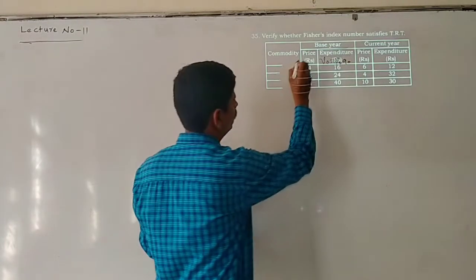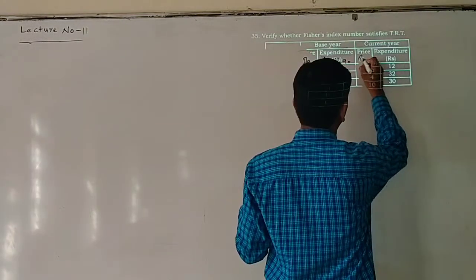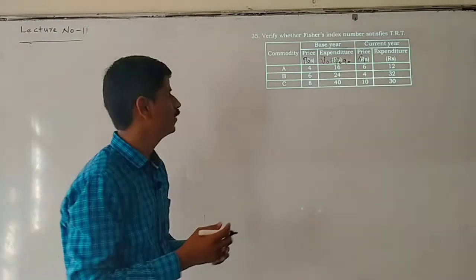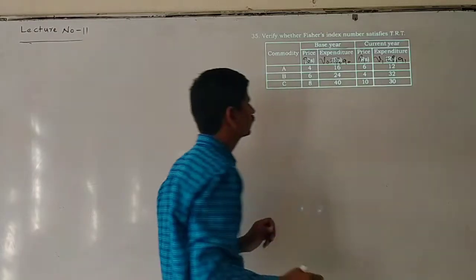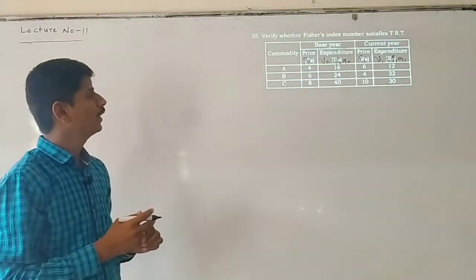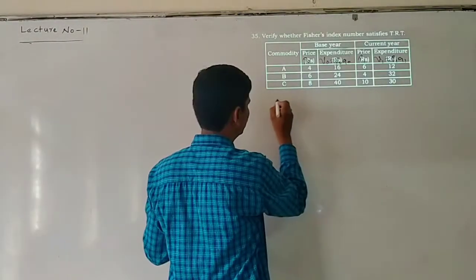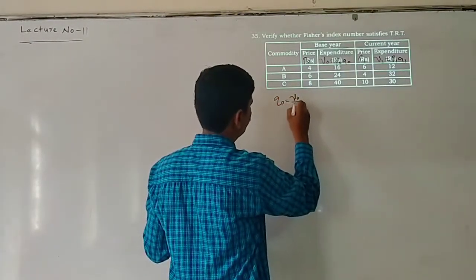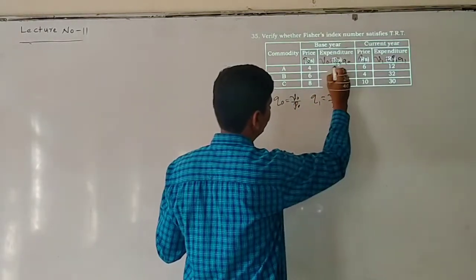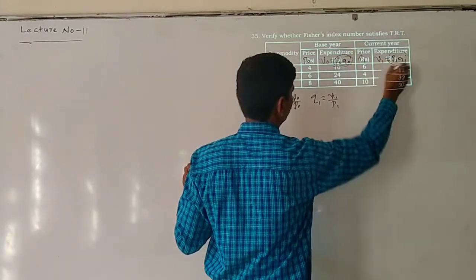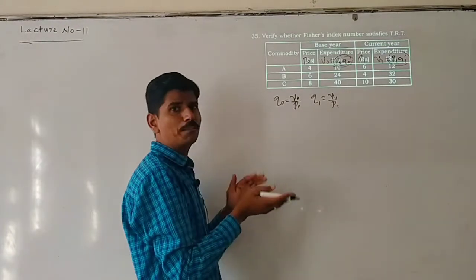Base year price is P0. The next, current year price is denoted by P1 and current year expenditure is denoted by V1 equal to P1 into Q1. Okay, here P0 and P1 values are given. We need to calculate Q0 and Q1 values. Q0 equal to V0 by P0 and Q1 equal to V1 by P1. Here you only have to find sum of P1 Q0 and sum of P0 Q1 values.